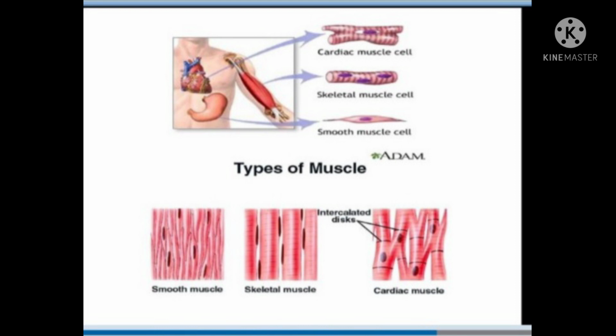Based on their structure, location and function, muscles are of 3 types. They are striated muscle, non-striated muscle, and cardiac muscle. We can move some muscles by our conscious effort. For example, the muscles present in the limbs move when we want them to and stop when we decide. Such muscles are called voluntary muscles.